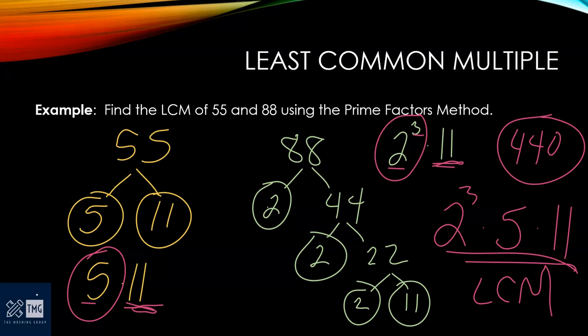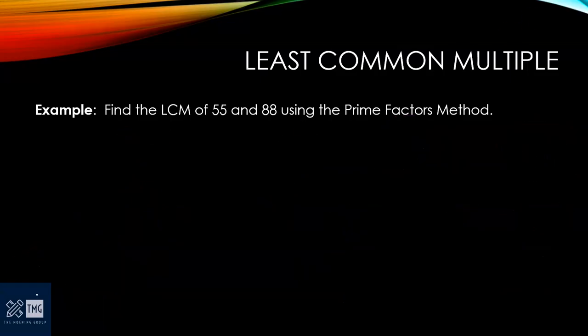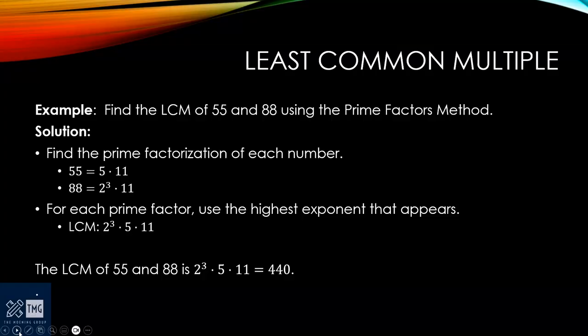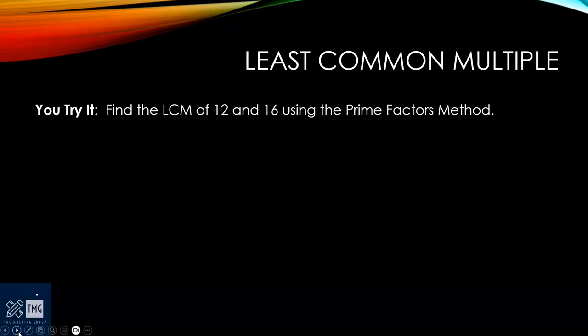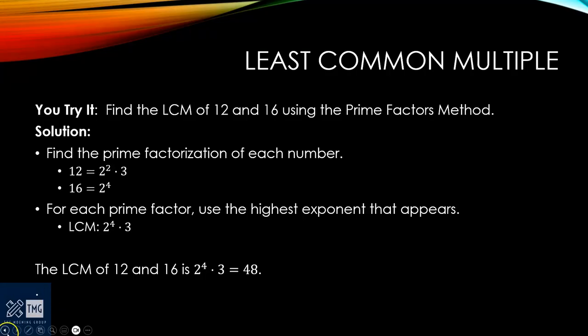Right? So that's the idea of the prime factors method, is that you break each one down and you see what they have. You need everything. So let's go on to the next one. Let's do 12 and 16. These are small numbers. You could do the listing method, not too bad, but we're going to do this with the prime factor method.